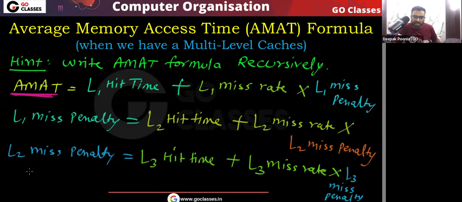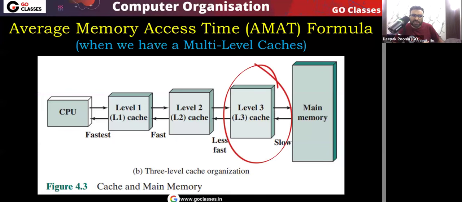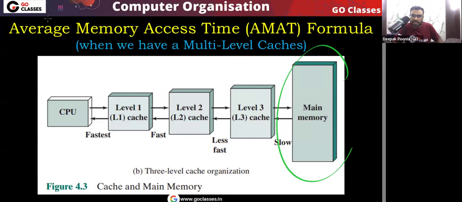Now let's focus on this L3 miss penalty. What is this L3 miss penalty? What is the formula for L3 miss penalty? Remember, L3 is the last level cache memory. For the last level cache memory, the miss penalty is the same as main memory access time, because main memory is the last level of the memory hierarchy.